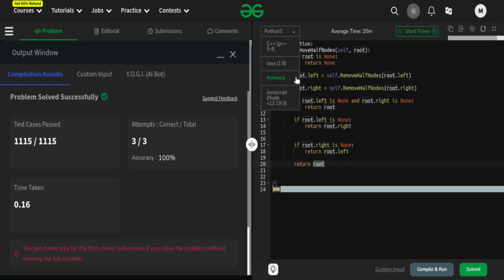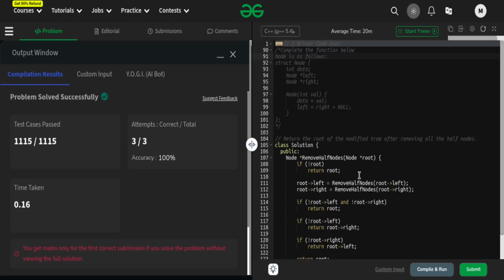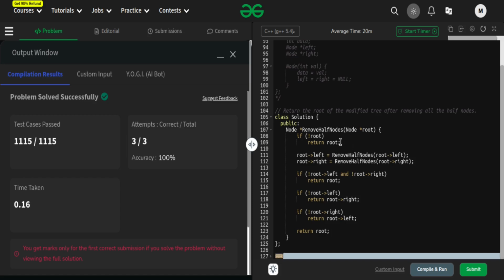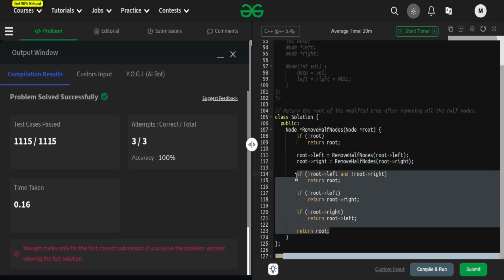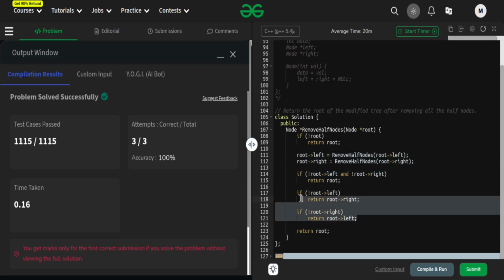Now let us look at our C++ solution. The C++ solution is also the same, folks. Over here, first we are checking whether it's an empty tree. If it is an empty tree, then we are returning root. Otherwise, we are iterating on the left and right half of the subtree. And then we are checking whether it is a half node. If it is a half node, then we are returning pointers appropriately. Otherwise, we are returning root. So that's the C++ code, folks. Now let us submit our solution. So our C++ solution got accepted.